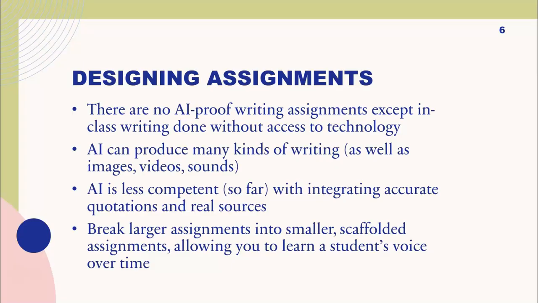But AI can do so much, though with variable levels of quality. It can generate an essay, a poem, a screenplay, a personal reflection. It can create a song, an image, a video. But at least for now, AI is still not competent at integrating accurate quotations and real sources into a paper. It can fabricate fake quotes and sources. And most of my assignments do require quotations and sources.